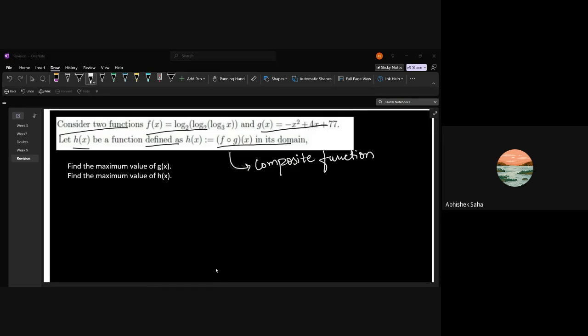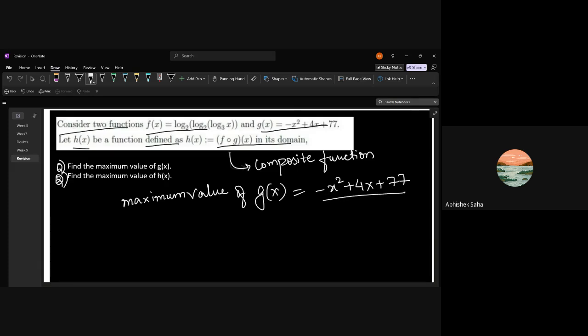For g of x, it is a quadratic function. You know how to find the maxima of a quadratic function. This is the first question and this is the follow-up question. The question says to find the maximum value of g of x, where g of x is the quadratic function minus x square plus 4x plus 77. How to find the maximum value of a quadratic function? At the vertex.